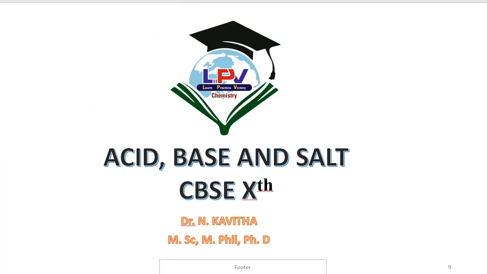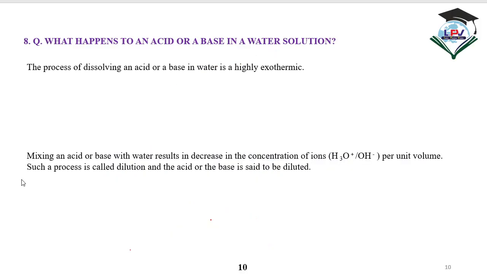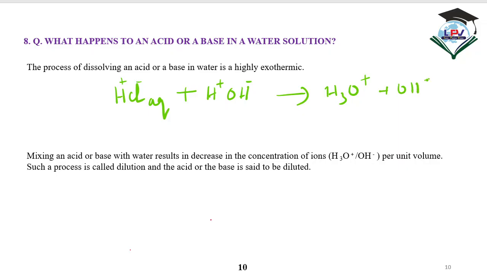This is Acid, Base and Salt, CBSE 10th Standard. Students, I hope that you remember how hydronium ion was formed. In the last session, I showed you that when you take hydrochloric acid, which is an aqueous solution, and treat it with water, you get hydronium ion, H3O plus, and OH minus.